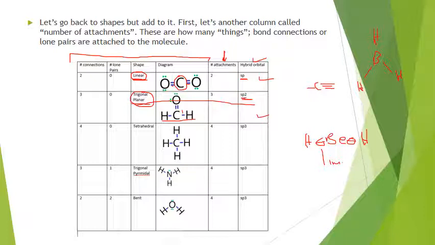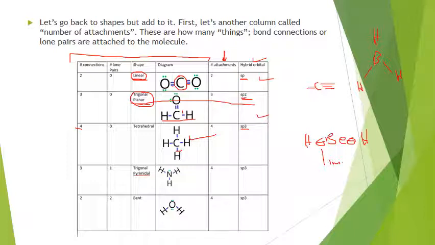Okay, we saw for this arrangement that you have 4 connections, and that's where you have the sp3s. Okay, all right, now let's go to the 2 other shapes we had.